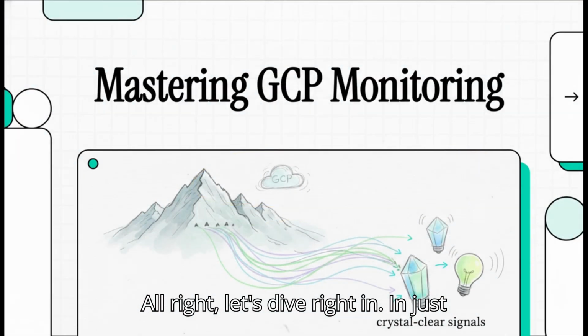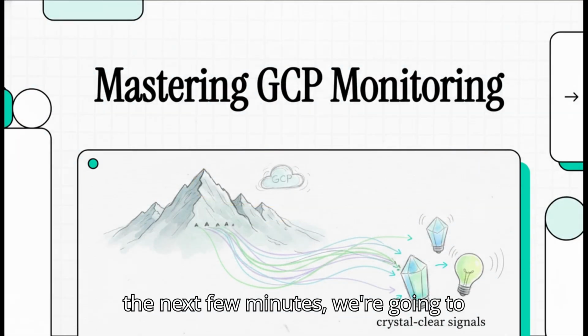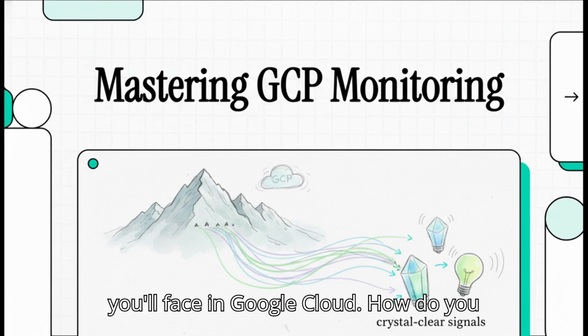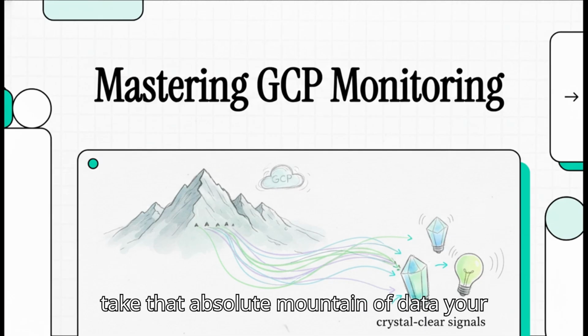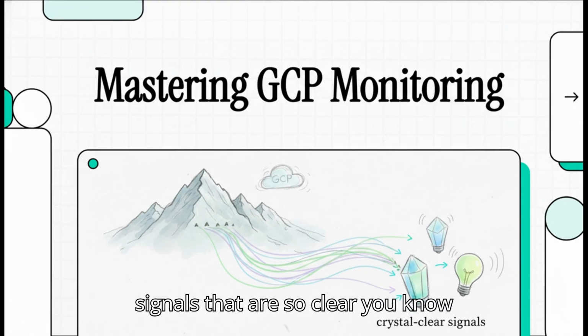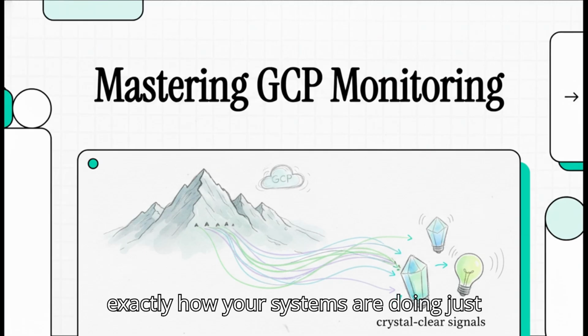All right, let's dive right in. In just the next few minutes, we're going to tackle one of the biggest challenges you'll face in Google Cloud. How do you take that absolute mountain of data your apps are producing and turn it into signals that are so clear you know exactly how your systems are doing, just at a glance?